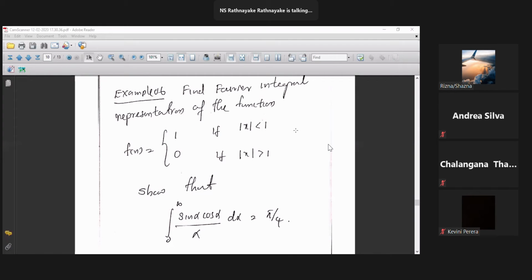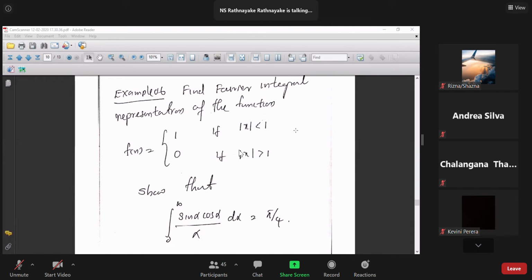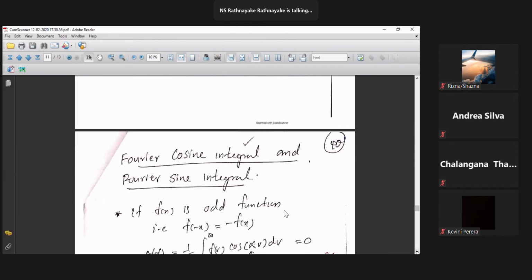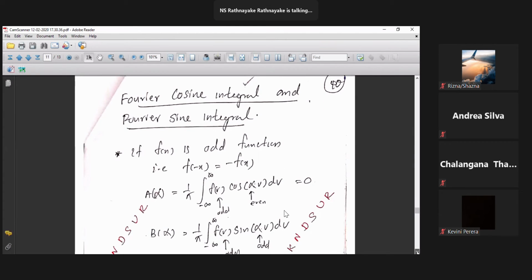Today, I'm going to discuss the Fourier transform. Before that, I want to talk about what we call the Fourier sine integral as well as the cosine integral. I think I also shared that note with you, so I believe you may follow it. This is the note which I am going to share with you.